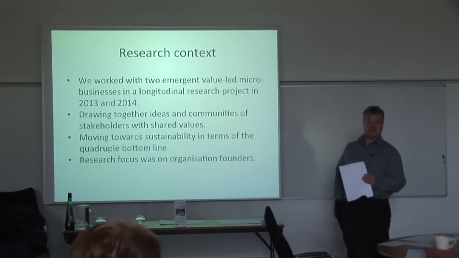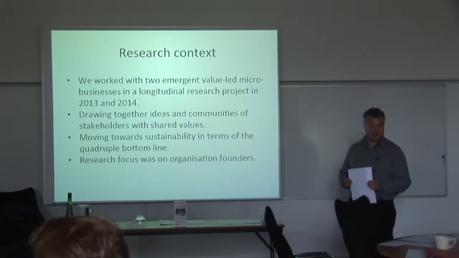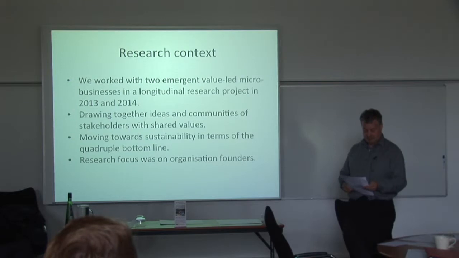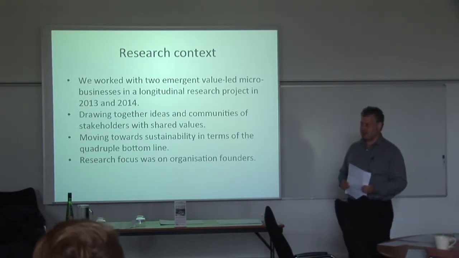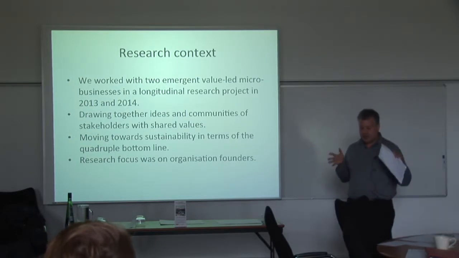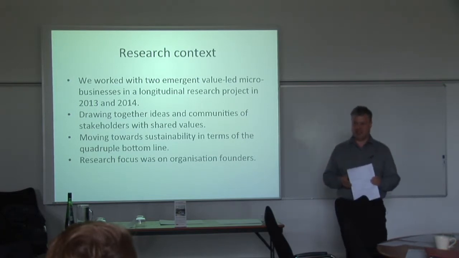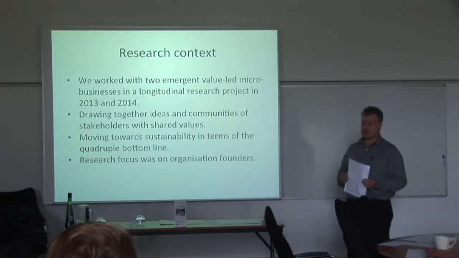I started in 2013 and 2014. I worked with two organisations, Shrimping It and the Northern School of Permaculture. These are emergent micro-businesses led by values. With Shrimping It, it's about the value of letting people learn electronics and computing by using the very components in an Arduino clone. The Northern School of Permaculture is all about permanent agriculture.